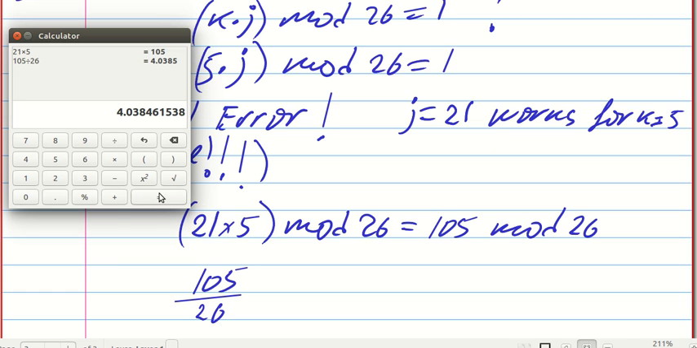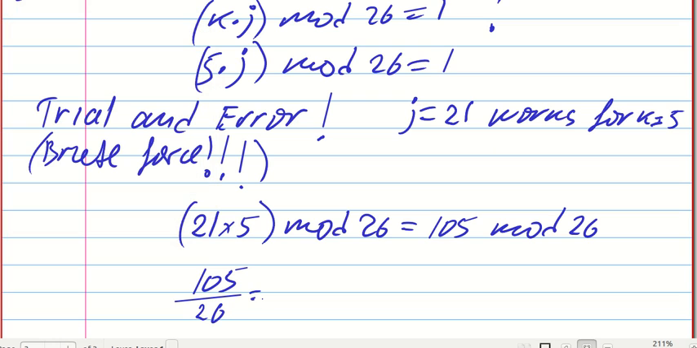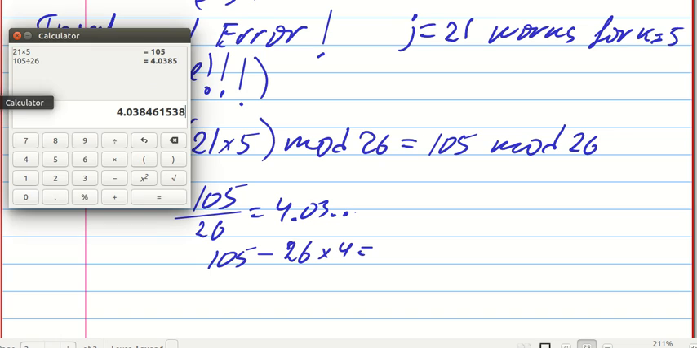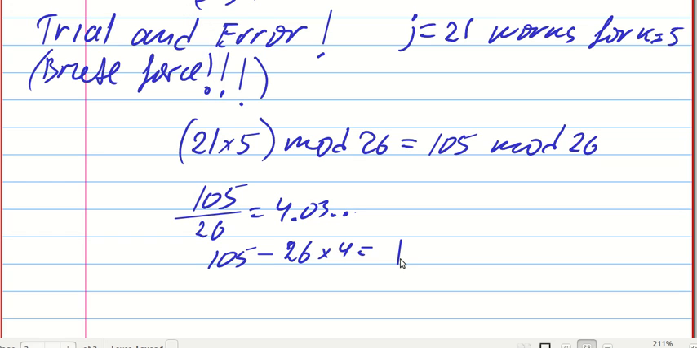So you're gonna get 4.03 and so on. So we take 105, we subtract 26 times 4 to get our answer. So 105 minus 26 times 4. So we're gonna get 1. And so you see, this is really hard to figure out these j's.